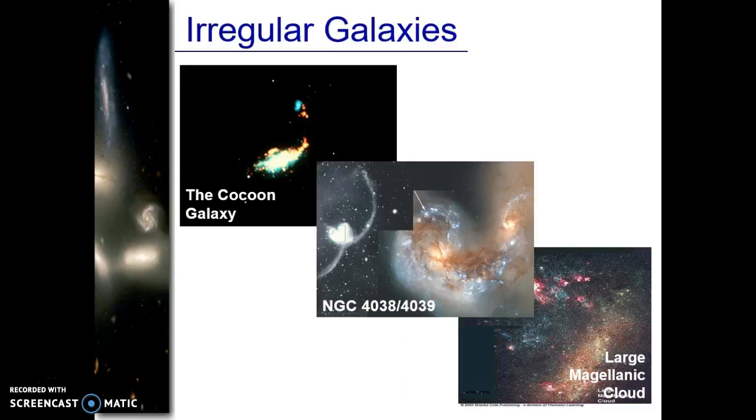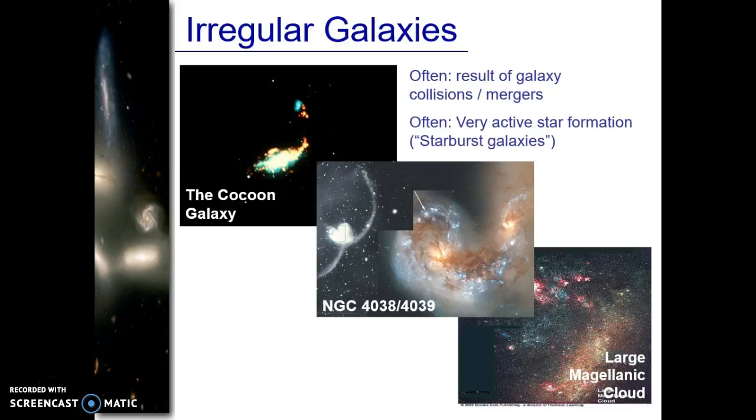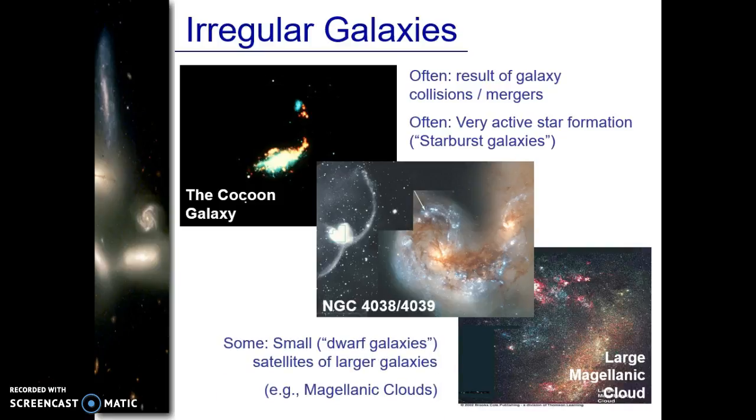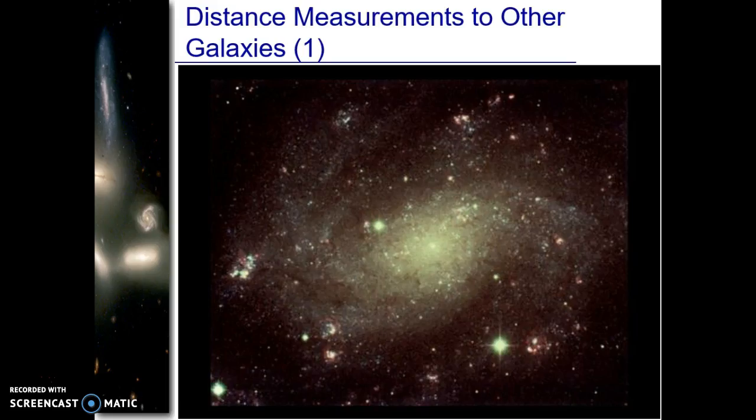and then SBb would be in between. All right, irregular galaxies have no obvious shape. They contain gas and dust. They do support star formation, and they're often the result of galaxy collisions and mergers. Often very active star formation sites. They include starburst galaxies. And some of them are small dwarf galaxies, which are satellites of larger galaxies. An example of that would be the Magellanic Cloud. Ha, I say it wrong every time.